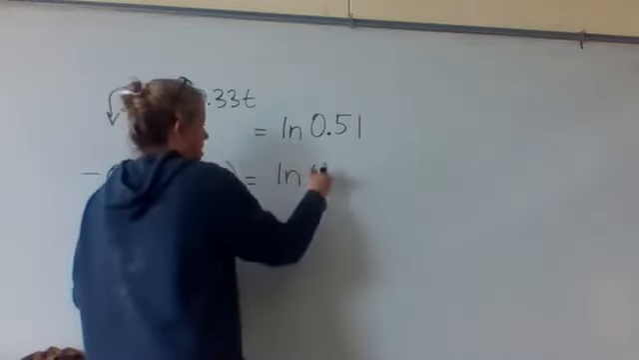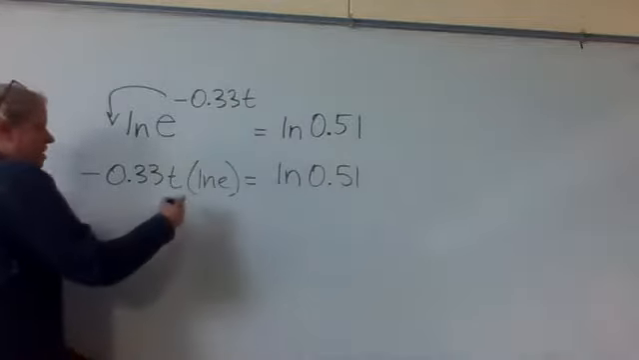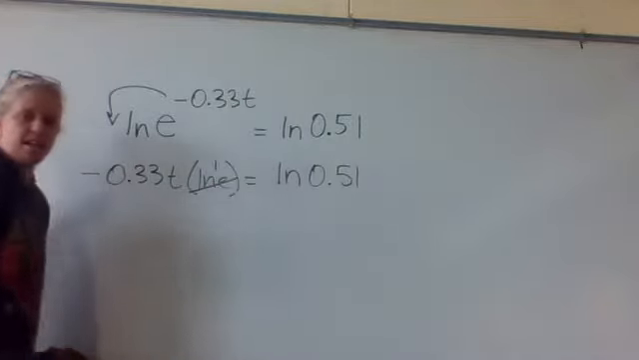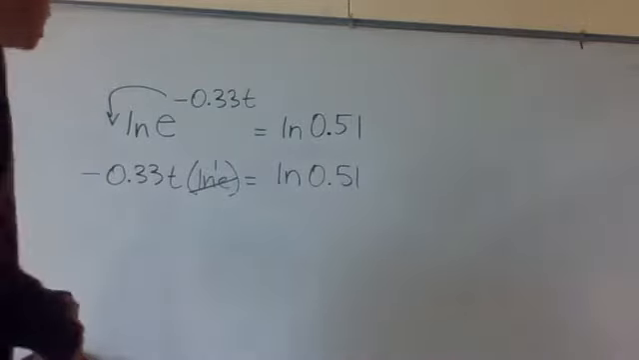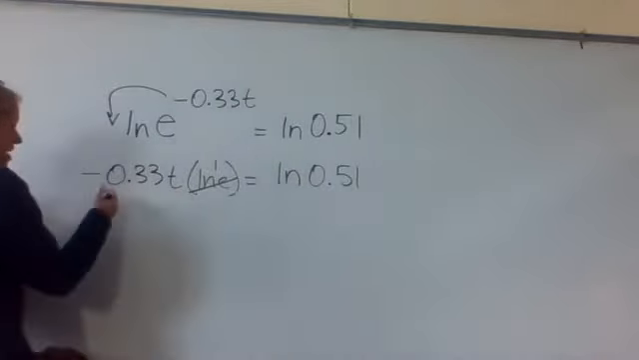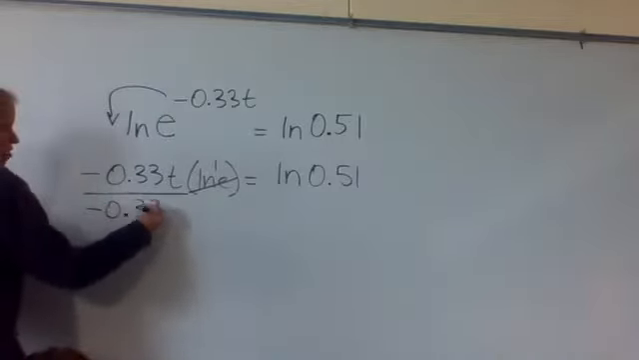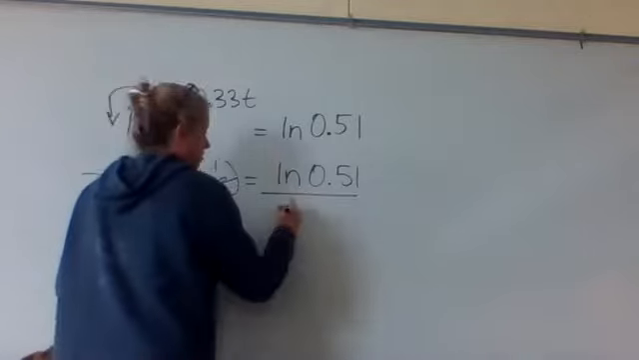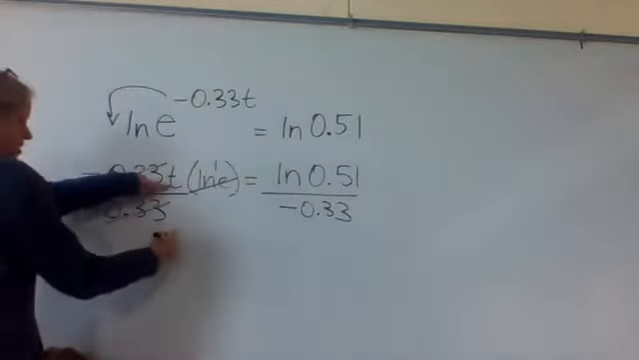equals ln of 0.51. Now remember, anytime you see ln e, that is equal to 1, which means it essentially just goes away. So now to get this t by itself, I just need to divide by negative 0.33 to cancel it, to get the t by itself.